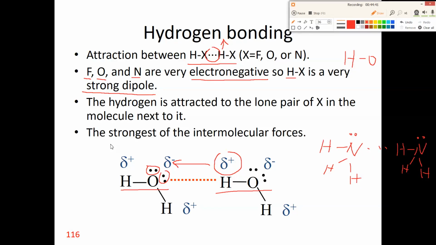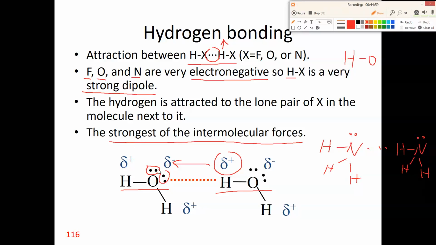So the hydrogen bond is the strongest among the three types of intermolecular forces, like the previous slide explained. From weakest to strongest, hydrogen bonding is the strongest. You can refer to that slide. So the hydrogen bonding is the strongest among these three kinds of intermolecular forces.